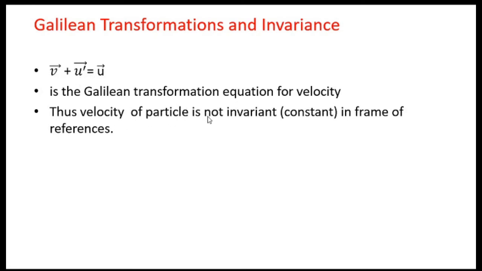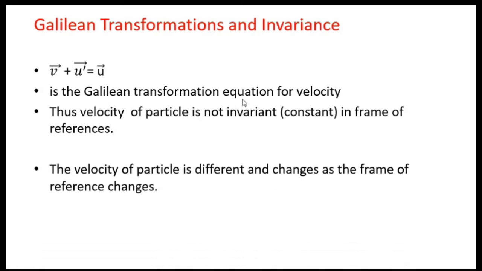So velocity of a particle does not remain constant, meaning it is not invariant in all frames of reference in Galilean transformations. So the velocity of a particle is different, and it changes as the frame of reference changes. Means the velocity is not invariant, it changes from one frame of reference to another frame of reference.